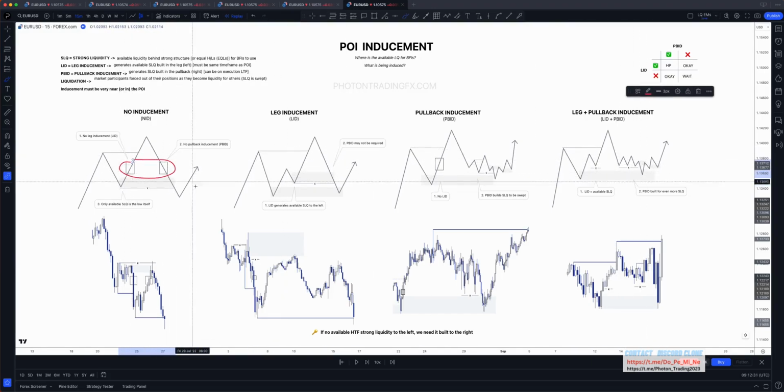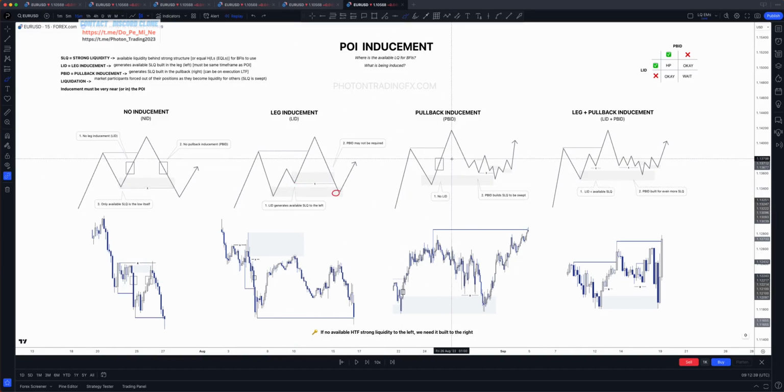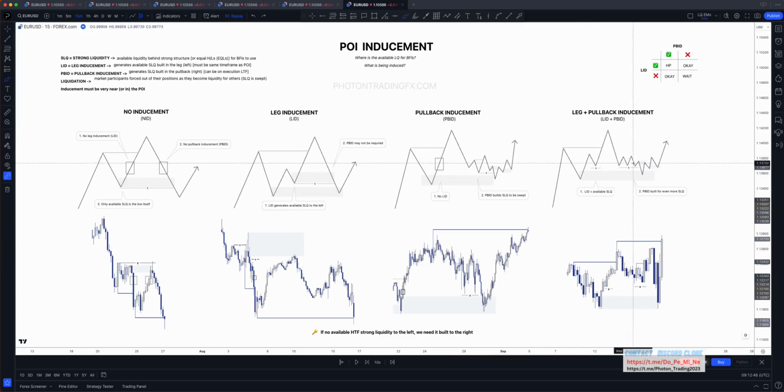There's either nothing to the left or to the right, we don't get involved. There is something to the left, okay, we can get involved once that low gets liquidated because we assume they're using the sell-side liquidity there. Or if there isn't anything to the left, then we must wait for it to be built to the right. That strong liquidity built to the right. Or the best is when we have both, right? That's even better in theory.